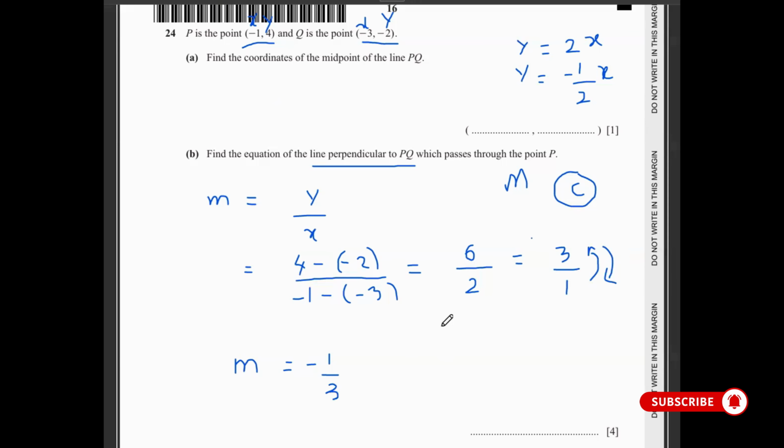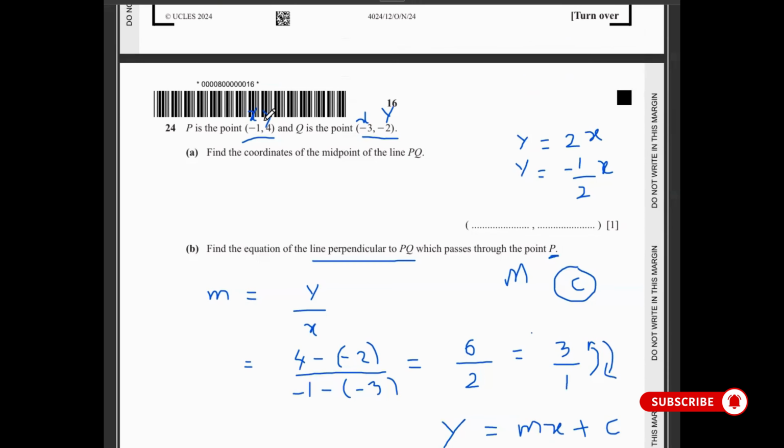But that's not enough because we need to write the equation of that line. The equation of a straight line is always y equals mx plus c. That's the general equation for all straight lines. Let's see how we can substitute these values. They say that the perpendicular line goes through point P. In point P, the x value is -1 and the y value is 4.